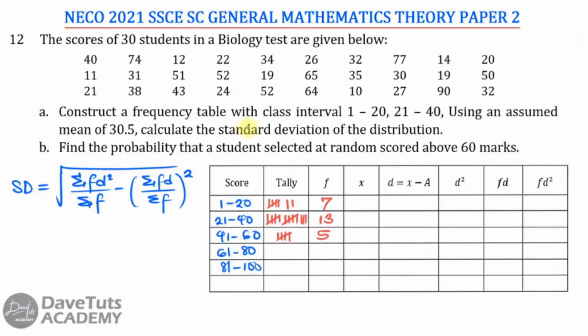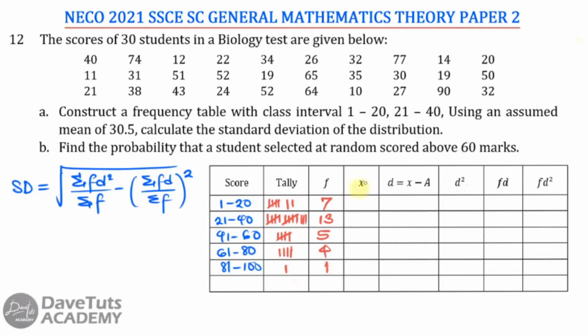Now for 61 to 80, we are going to look at how many entries there are. On the first row, we have this, 61 to 80, okay? We have this, any other one, 61 to 80, okay, we have this. So we have 1, 2, 3, 4. So just 4 entries in those. So this is 4, and then 81 to 100. How many of such do we have? I'm seeing only this 90. And then we can just say this is 1. So our frequency is 1.